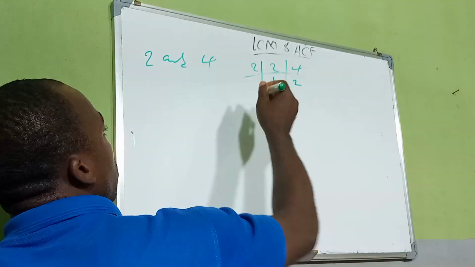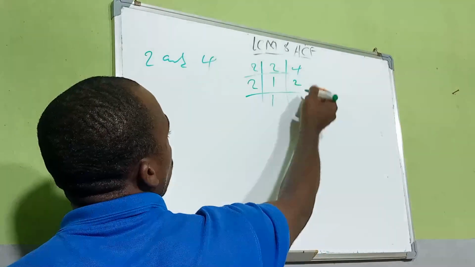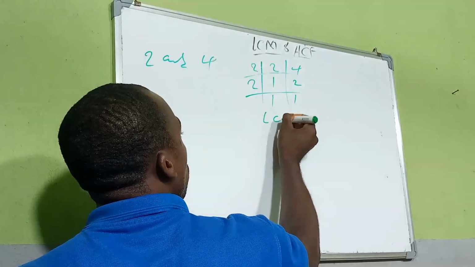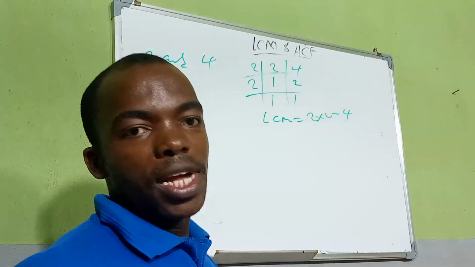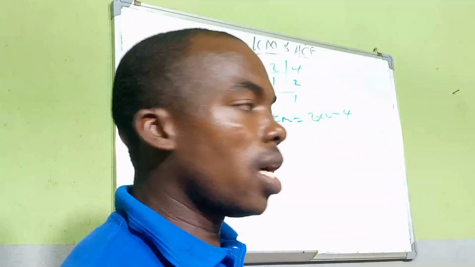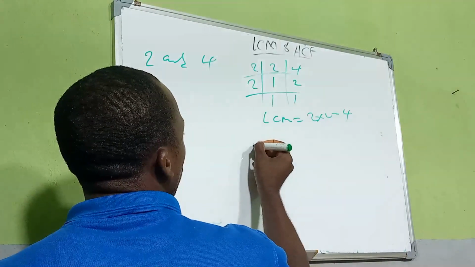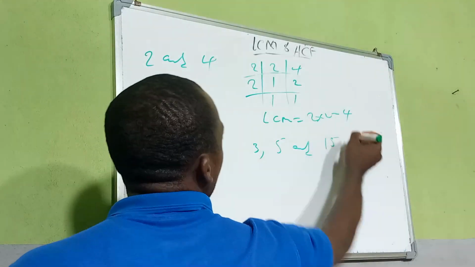From here we'll have 2. When 2 divides 1, we'll have 1. When 2 divides 2, we'll have 1. Then the LCM will be equal to 2 times 2, which is 4. So the LCM is 4. If you are asked again, look for the LCM of 3, 5, and 15.